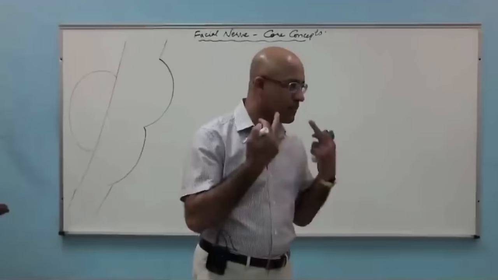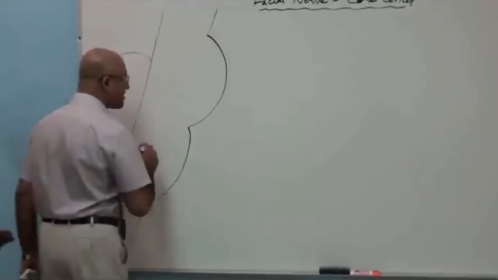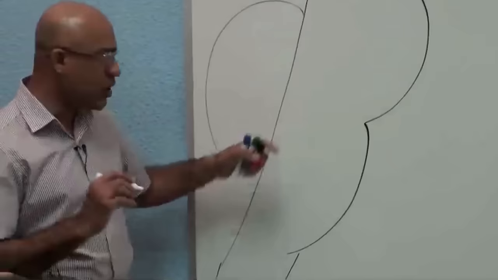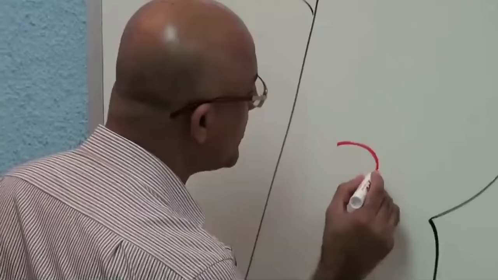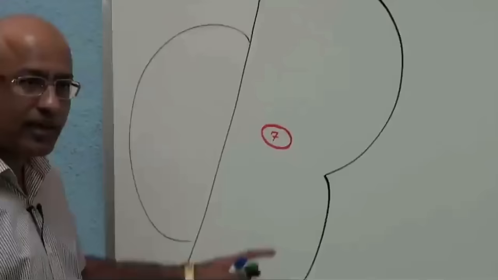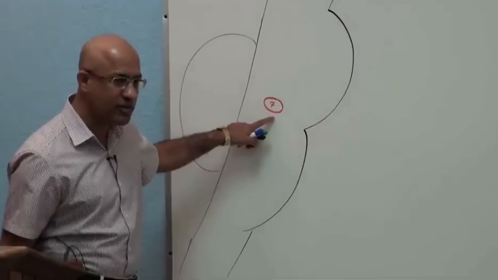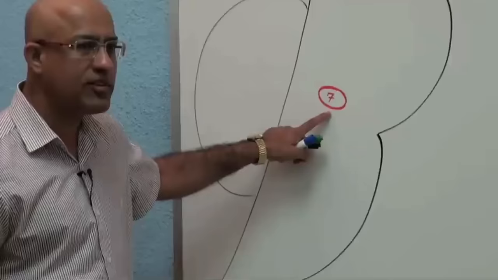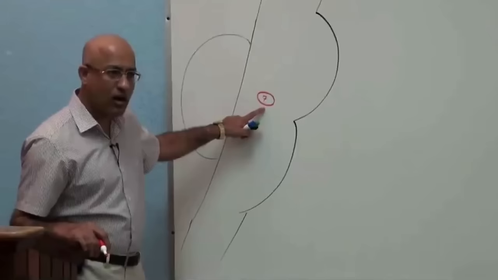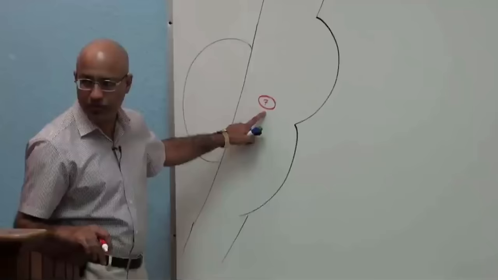Now these fibers have their cell bodies in the lower part of the pons, right? In the lower part of the pons, there is a group of cell bodies here which make a nucleus. We call it facial nerve proper nucleus, right? The group of cell bodies here in the lower part of pons, or rostral pons, make a small nucleus, and this nucleus is called principal nucleus of facial nerve, or facial nerve proper nucleus, or brachiomotor nucleus of the facial nerve, right?